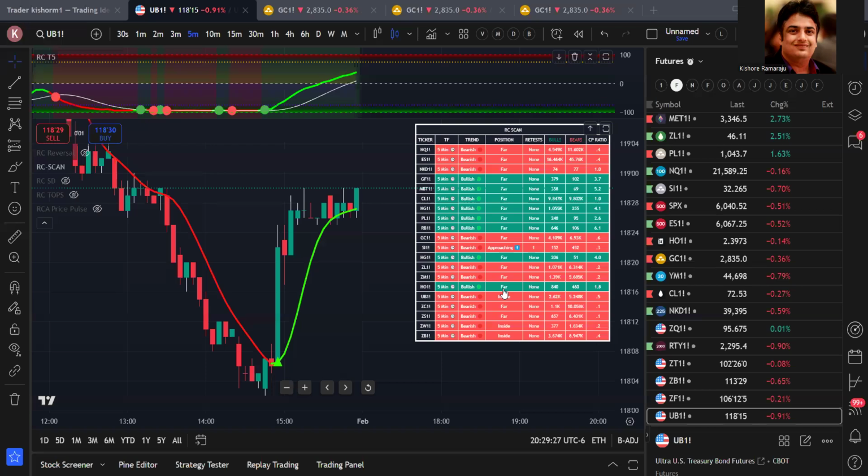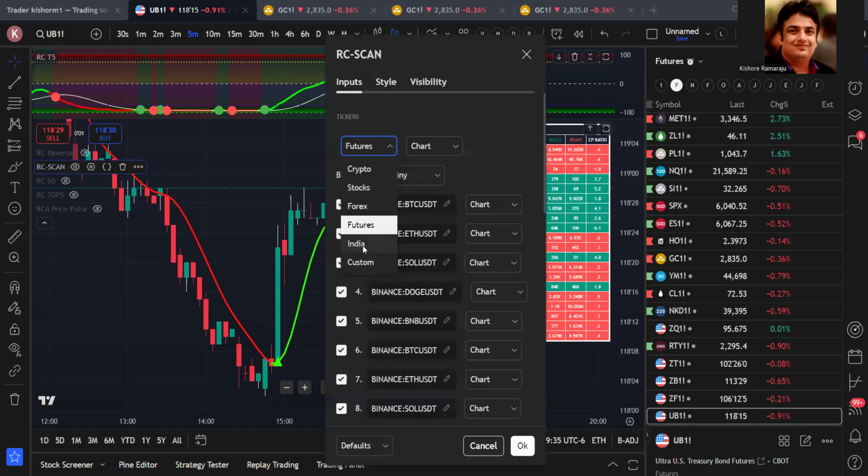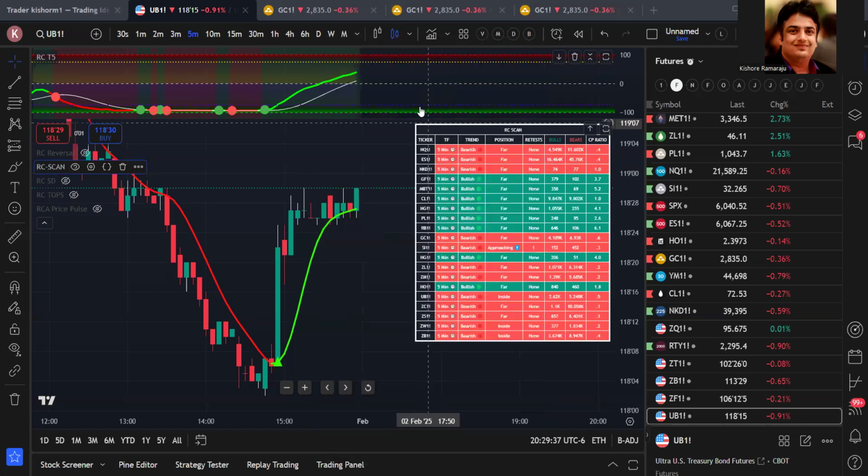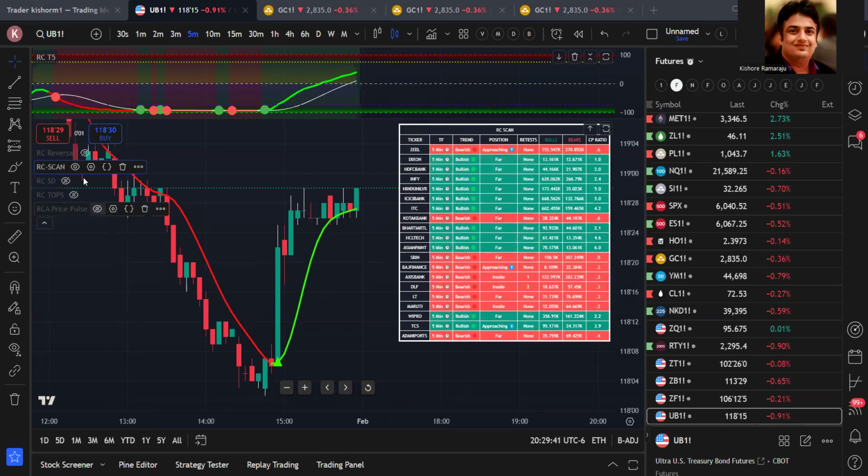Yes, futures are just like stocks. Yeah, it will also show for stocks. As I told you, if you want, you can just go here and select India. Then it will show for India stocks. You can select whichever you want, it will show you the information.